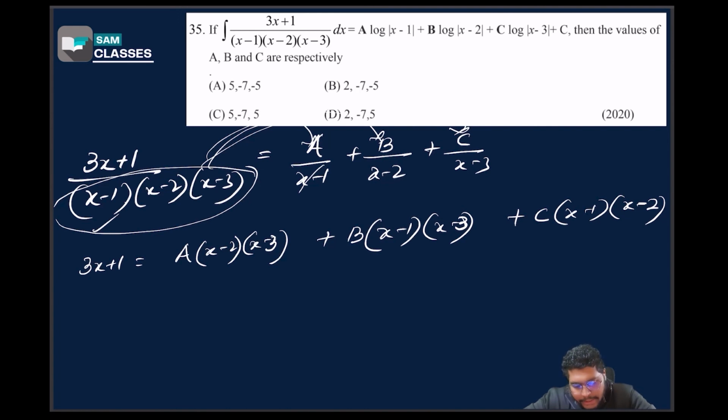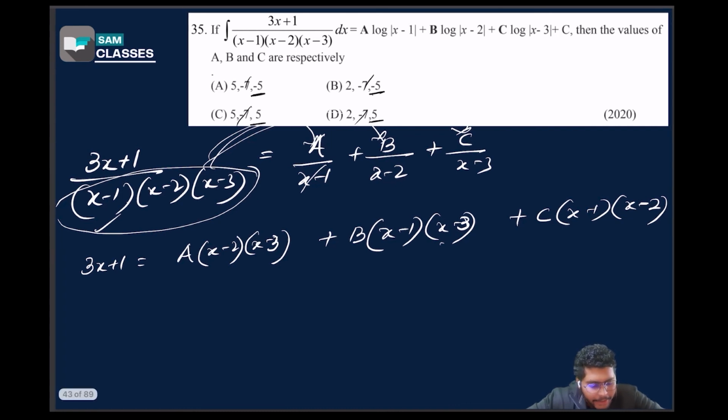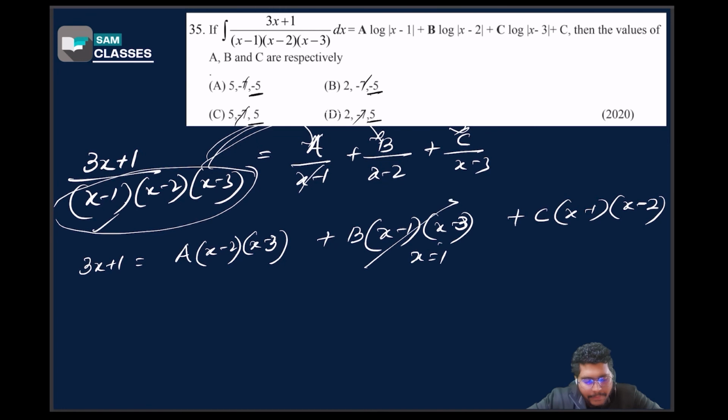sir, I need to see that the B options here and C options here are the same. Here and here, same. So this option is the same for everyone, so I don't want to find B. I want to find A and C. So first I want to find A. So if I want to find A, I have to make B and C 0. So what I'm going to do is, see, if I put x equal to 1, B will be 0, C will be 0. Correct. A will be 1 minus 2, so that is minus 1.